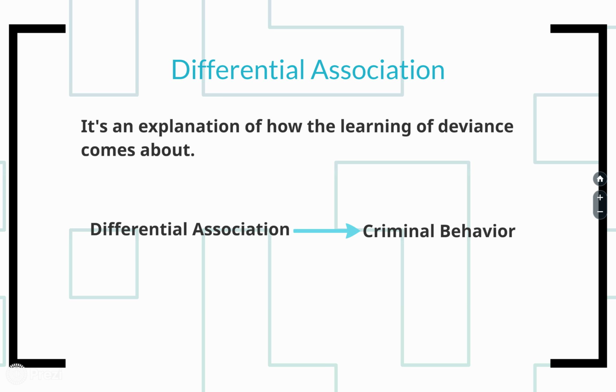To be specific, the idea that Sutherland had was called differential association. It's an explanation of how the learning of deviance comes about. If an individual associates with people who hold deviant or criminal ideas more than with people who embrace conventional ideas, they are more likely to become deviant.